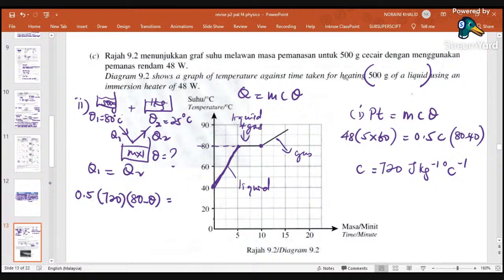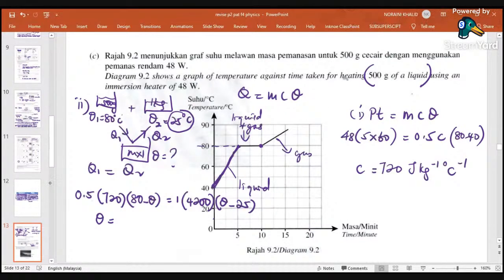For Q2, okay, mass is 1 kilogram. Specific heat capacity 4200 because water. Okay, this one absorbs heat, so the final temperature is larger than 25. So you put theta minus 25. So this one must be correct. If not, you cannot get the answer. Okay, so you solve for this one, you will get theta.